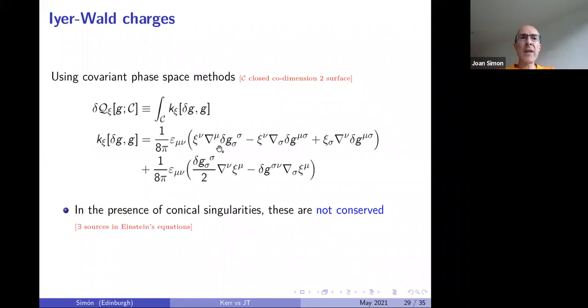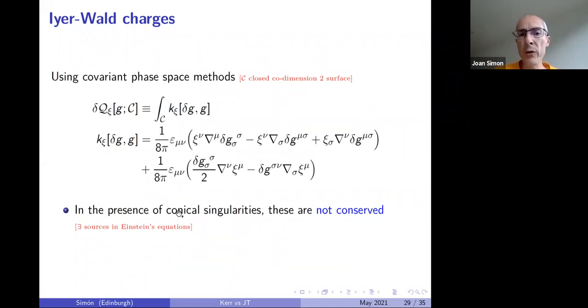So using covariant phase space methods, in particular the Iyer-Wald charges, given some closed codimension two surface C in general relativity, I can associate a charge to a Killing vector psi. This is in general, and I'm giving you the expression for this integrand. So one thing that we can do is apply this formula and compute it for the diffeomorphisms generating symmetries for our perturbations.